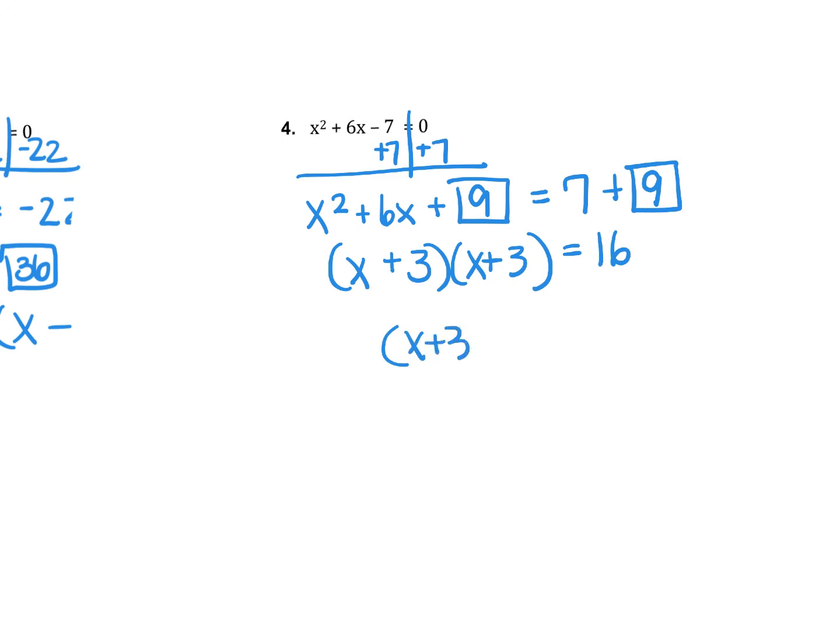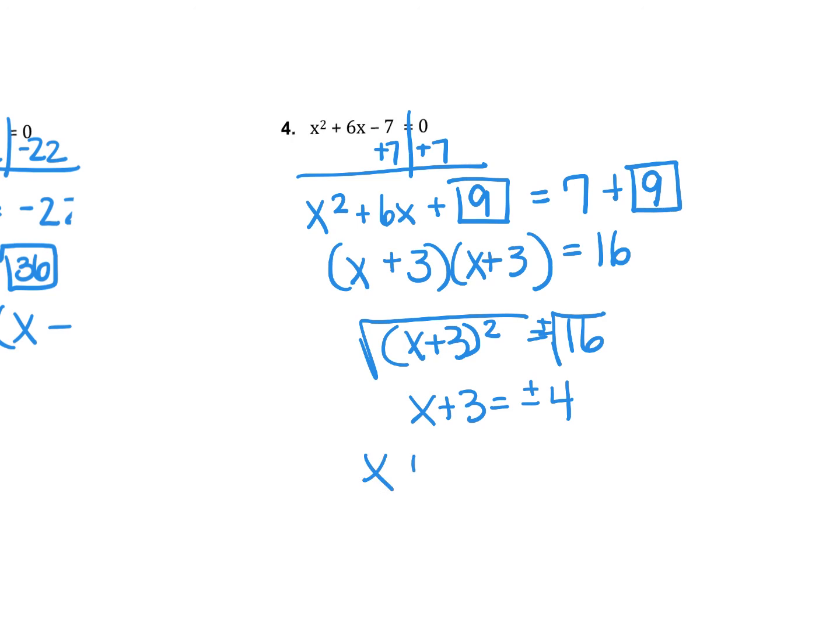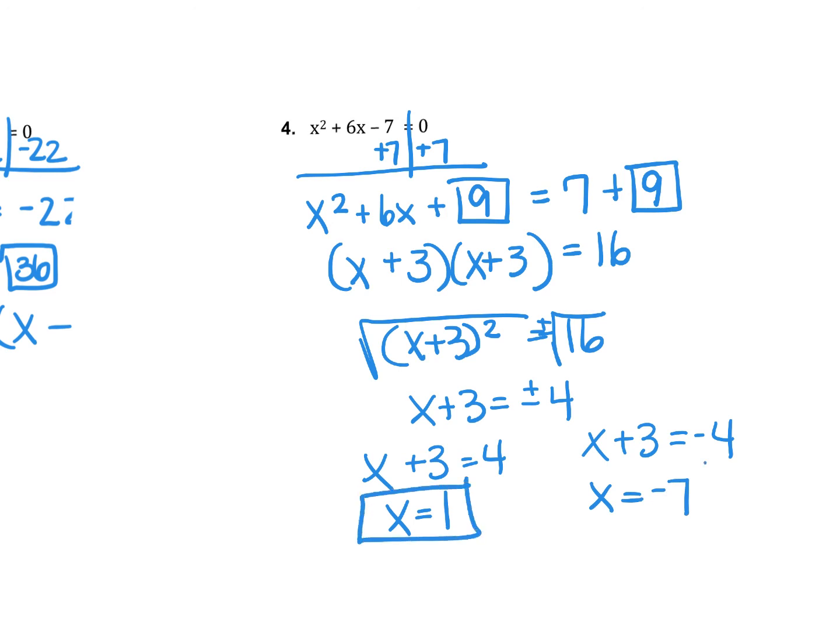x plus 3 squared is equal to 16. And I have x plus 3 is equal to plus or minus 4. And so then I'm going to have x plus 3 is equal to 4, x plus 3 is equal to negative 4. And x is going to be equal to 1, and x is going to be equal to negative 7. So in this lesson, we took a look at solving quadratics by completing the square.